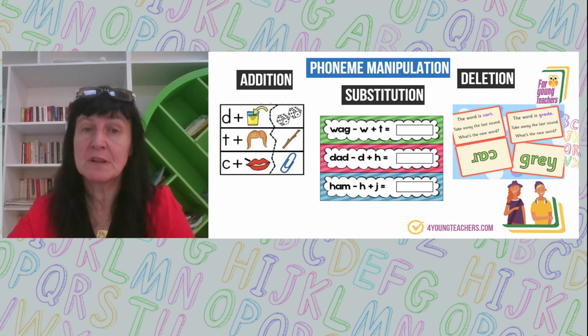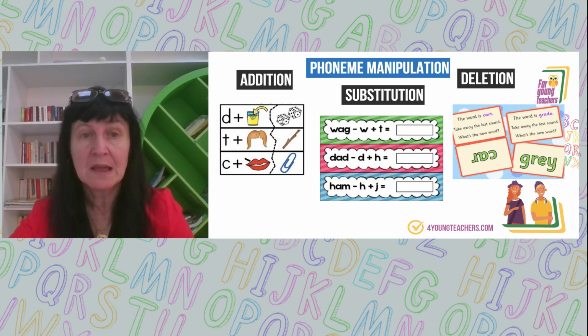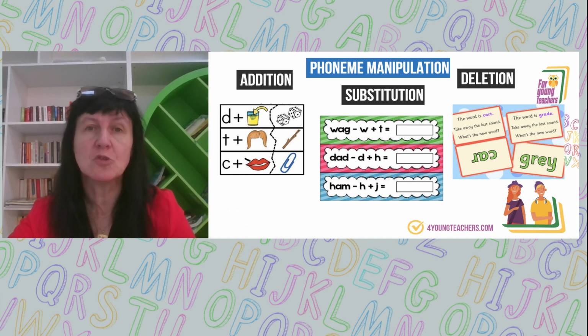Phoneme substitution, the most advanced of all the manipulation skills on our pyramid, requires that the student knows how to both delete and add phonemes. In a phoneme substitution exercise, a student might be asked to drop the W sound in wag and replace it, for example, with the T sound. So wag becomes tag. You know, it may seem easy, but when you try these activities with your students, you will see that not everyone can do this. This should be practiced.